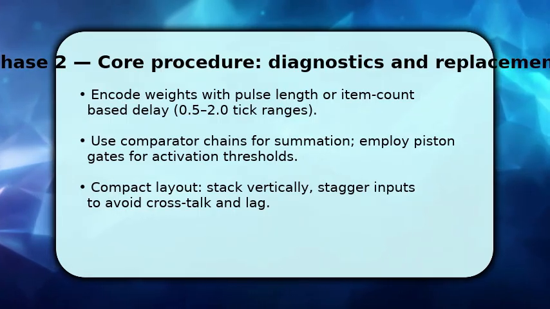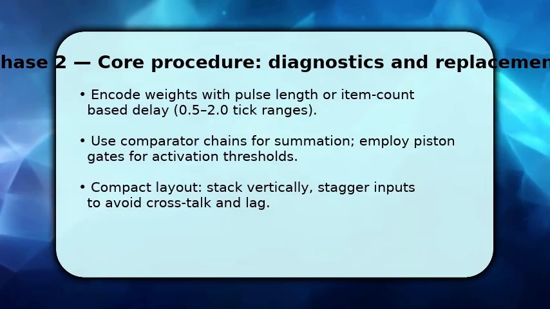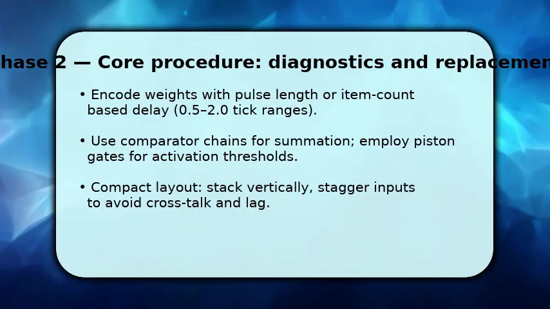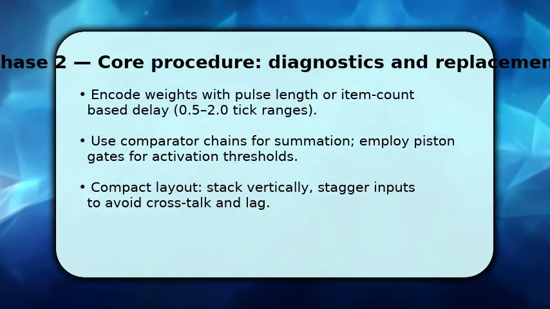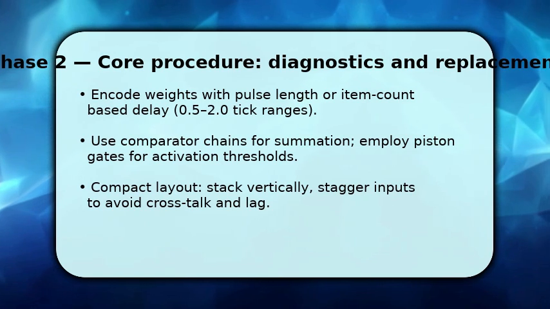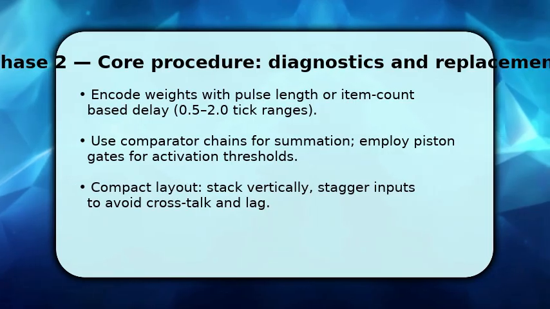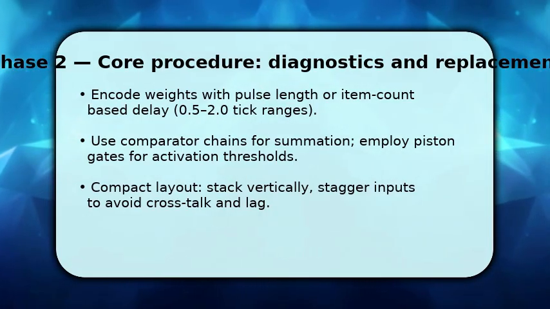Once done, sum inputs with comparator chains, and implement activation thresholds using piston or tile entity gates. This gives you nonlinearity. Make sure to route signals with observers and repeaters to maintain tick alignment. Timing mismatches break learning dynamics. Then replicate the neuron module across the layer, staggering the layout to minimize redstone crosstalk and reduce lag.